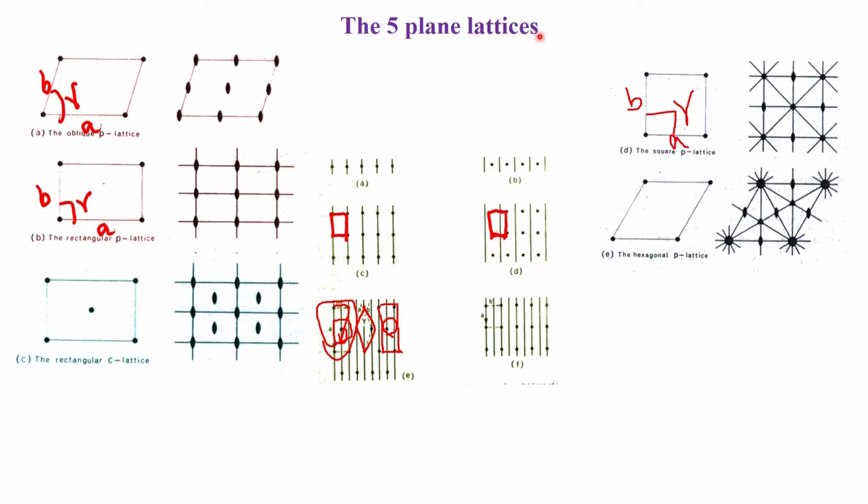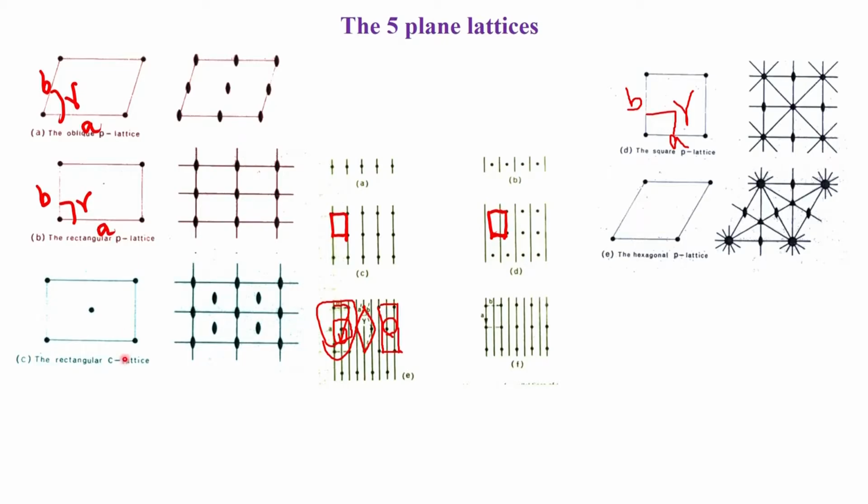So, what we have learnt in this particular set of discussion is that there are 5 plane lattices: the oblique P lattice, the rectangular P lattice, and the C lattice. So, we have an additional lattice with a centering which is associated with the rectangular lattice. We also have the square lattice and the hexagonal lattice. Remember, the rotation axes that can be associated with these are the 2-fold axis up here, the 2-fold axis up there, the 4-fold axis here, and the 6-fold axis there.